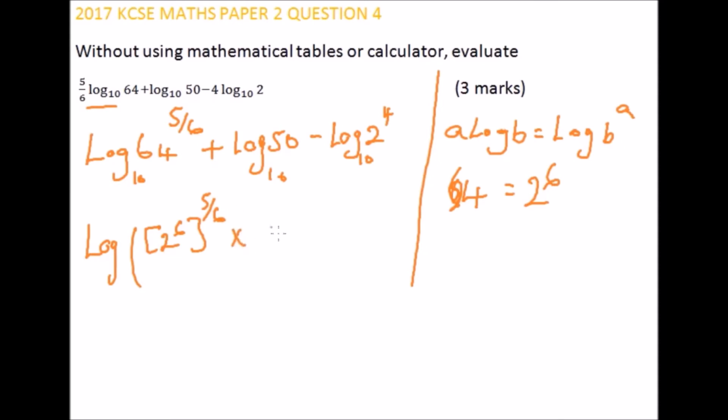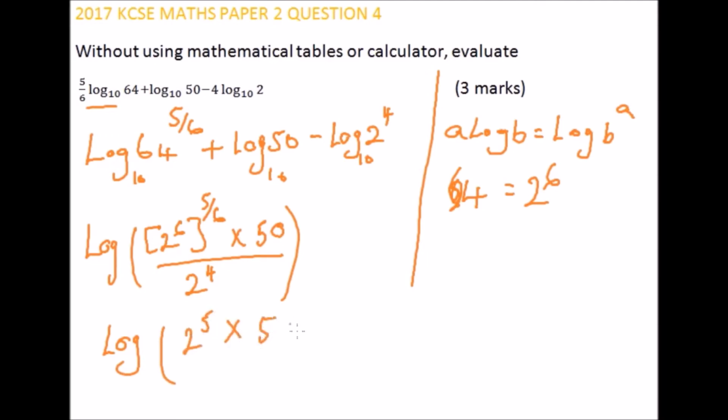Because of this plus, it will be minus, multiplied by 50, and because of this minus you have 2 raised to power 4. Now 2 to power 6, when you open the bracket here, it will be 2 to power 5. So this is equal to logarithm of 2 to power 5 multiplied by 50 divided by 2 to power 4.